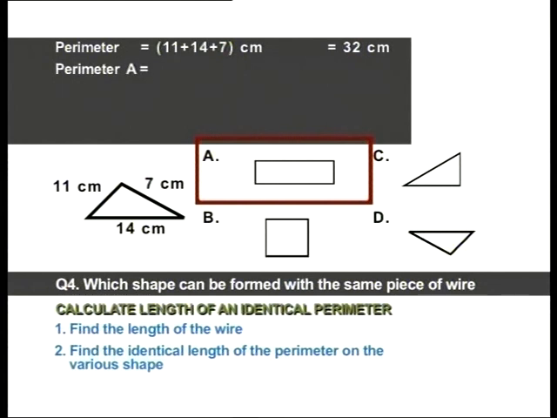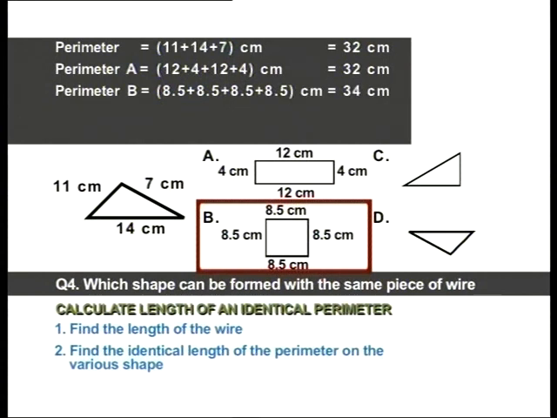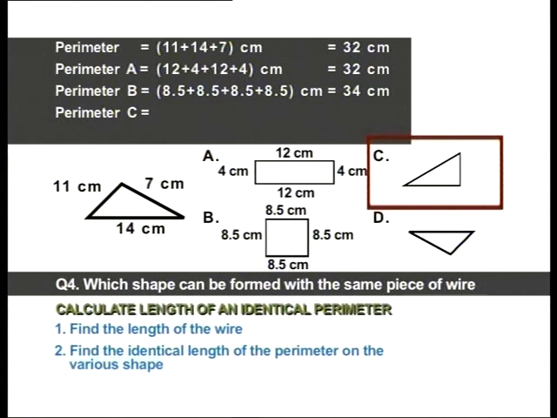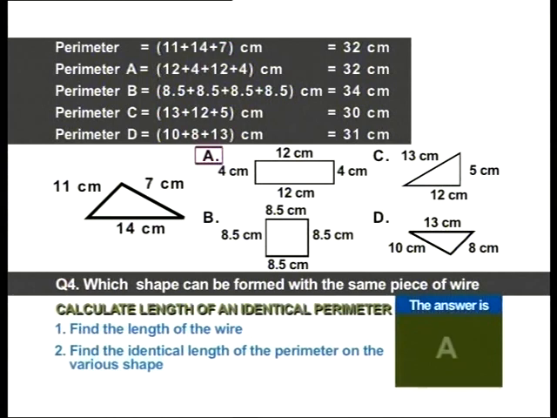Perimeter A, 12 plus 4 plus 12 plus 4 equals 32 centimeter. Perimeter B equals 8.5 plus 8.5 plus 8.5 plus 8.5 equals 34 centimeter. Perimeter C, 13 plus 12 plus 5 equals 30 centimeter. Perimeter D, 10 plus 8 plus 13 equals 31 centimeter. The answer is A.